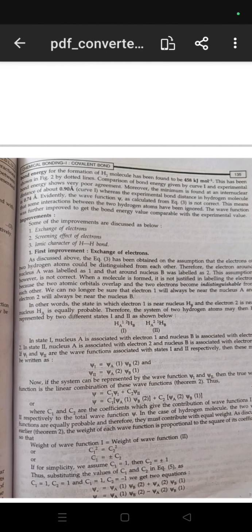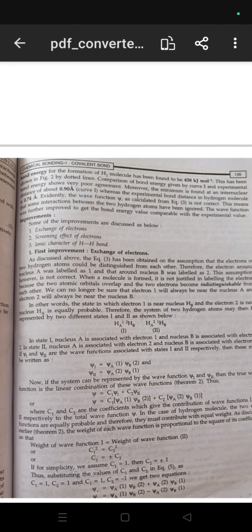Comparison of bond energy given by the curve 1 and experimental bond energy shows very poor agreement. Moreover, the minimum is found at the internuclear distance of 0.90 Angstrom, whereas the experimental bond distance in the hydrogen molecule is 0.74 Angstrom. Evidently, the wave equation psi as calculated from equation 3 is not correct. This means that some interaction between the two hydrogen atoms has been ignored. The wave function was further improved to get the bond energy value comparable with the experimental value.